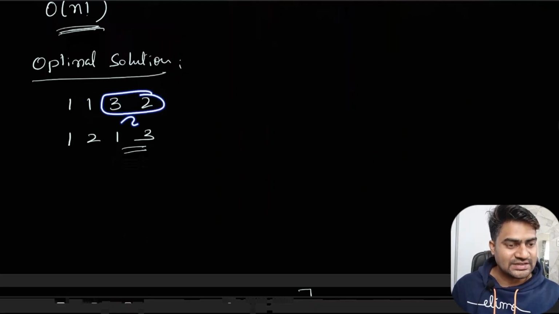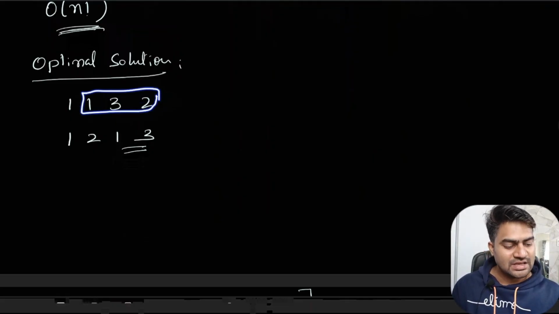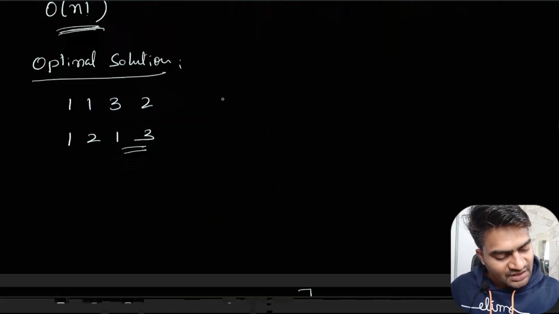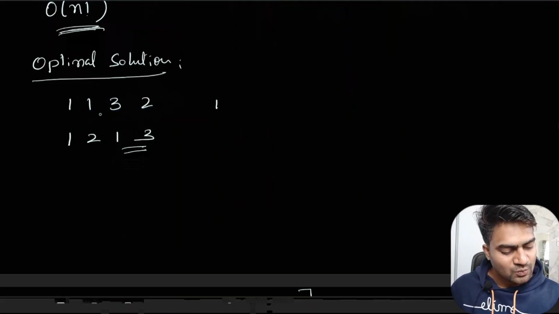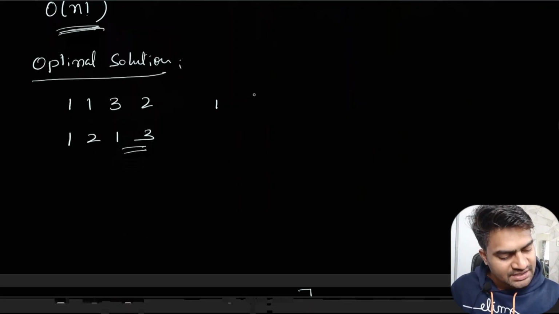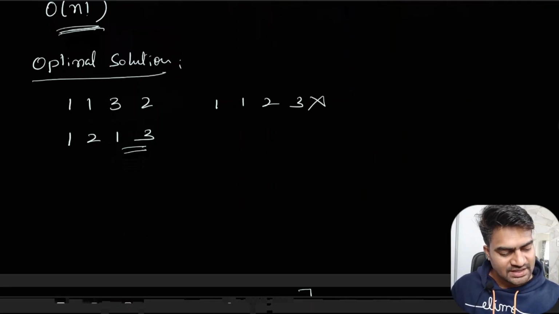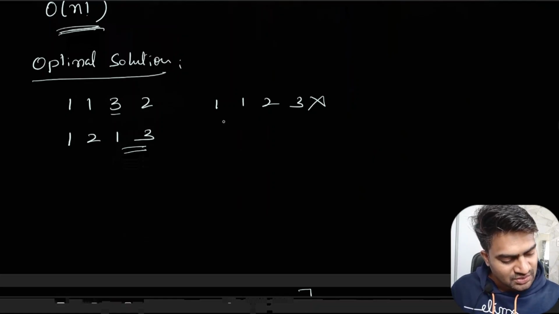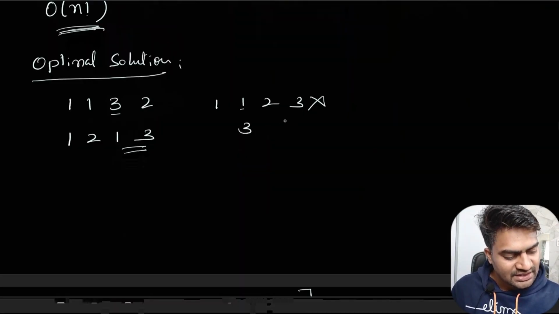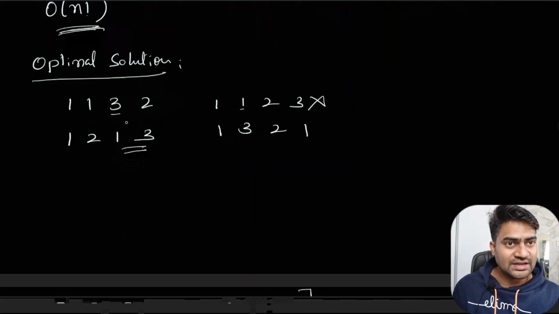So we considered 2 numbers initially. Now we will consider 3 numbers. With these three numbers, I will keep the first 1 as it is and try to rearrange 1, 3, 2. I can rearrange it as 1, 2, 3, but this is not greater than 1, 1, 3, 2. If that is not the case, I need to check if I can take 3. If I take 3, then 2, 1 are remaining, so 1, 3, 2, 1 is greater than 1, 1, 3, 2.